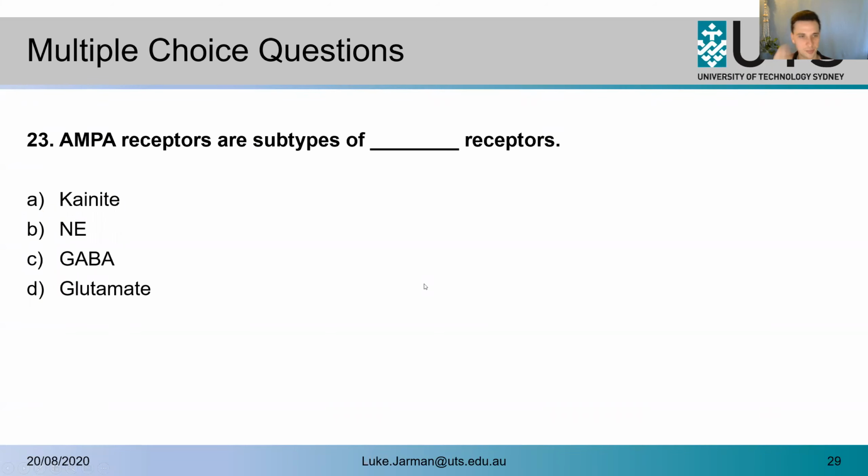Question 23, AMPA receptors are subtypes of what? They are subtypes of glutamate. So you have NMDA, which was one that we saw before. That's also a subtype of a glutamate receptor. AMPA is one of them, and the top one there, kainate, is the last one. So NMDA, AMPA, and kainate.